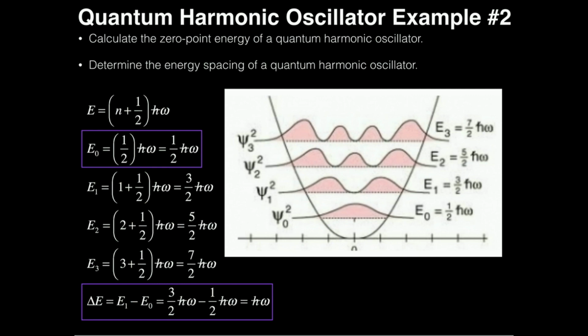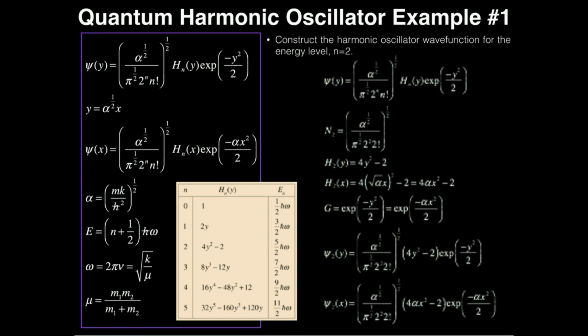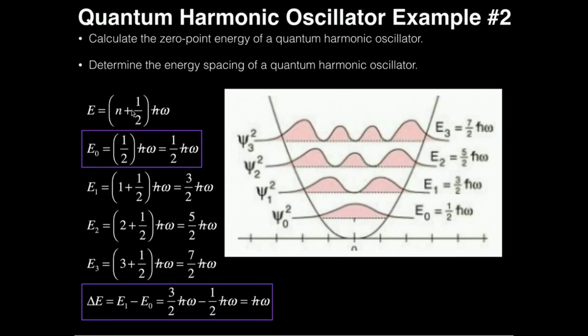In the previous video, we discussed the basics of the quantum harmonic oscillator model and what the wave function and energy eigenvalue is. Here's the energy eigenvalue. We're actually going to be using that in this video. Then we also did an example where we talked about how you construct a harmonic oscillator wave function given the energy level. We used energy level n equals 2. Now what we're going to do is use the energy eigenvalue that's derived from the Schrodinger equation, and we're going to calculate the zero-point energy of the quantum harmonic oscillator. So that's what we want to do first.